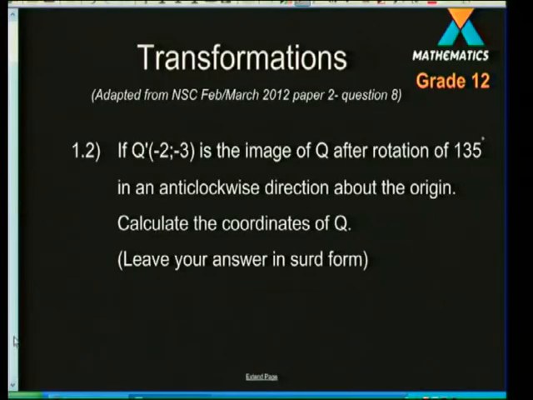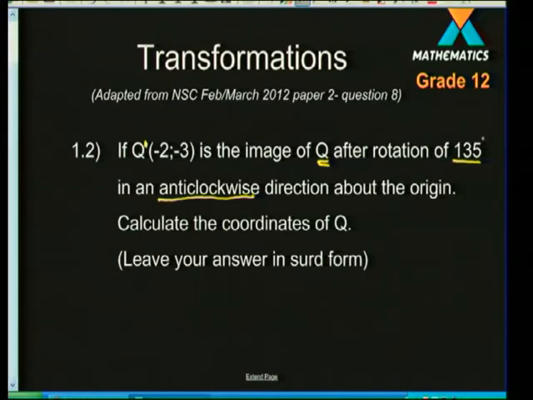We've got point Q, and this little dash over here, remember, indicates the image of point Q. So that is already the translated point, okay? So point Q is the image of our original point Q after a rotation of 135 degrees in an anti-clockwise direction about the origin. So what they are asking us to do here is to calculate the coordinates of Q, and they're wanting us to leave our answer in surd form.